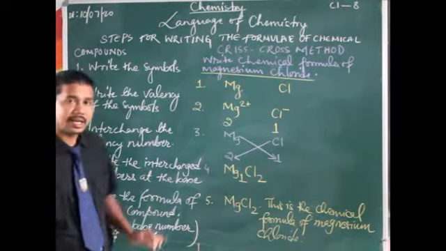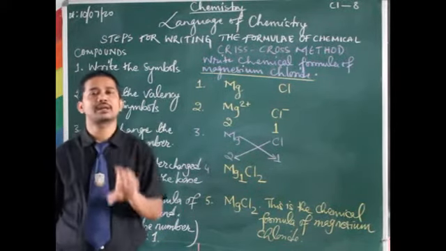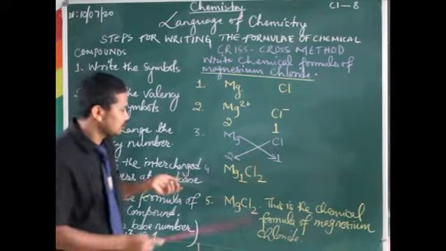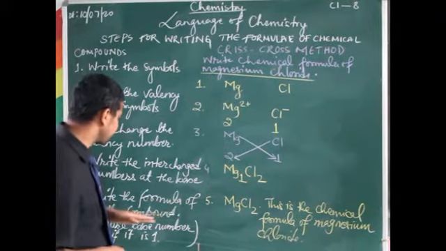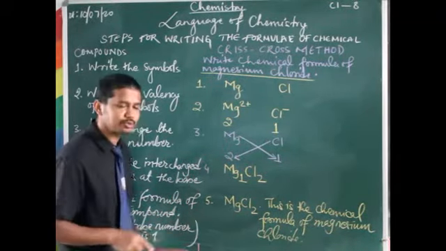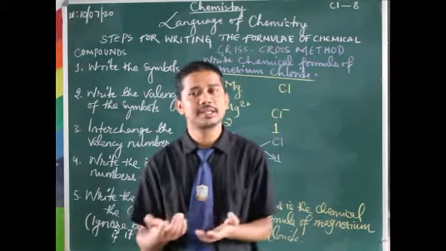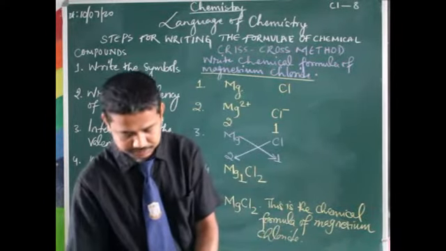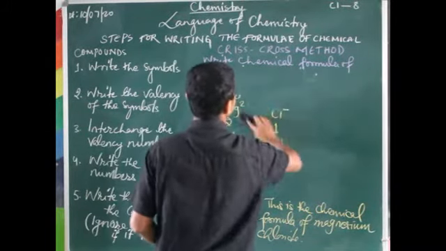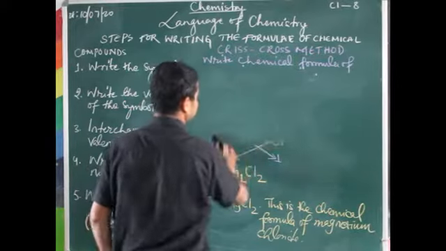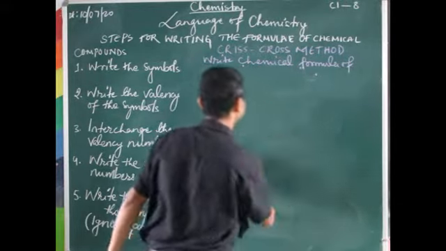Then since 1 we can ignore. Why? Because this Mg itself means 1 atom. So no need to write 1. So Mg, then step number 5 we will be writing the chemical formula ignoring 1 at the base. So MgCl2 becomes the chemical formula of magnesium chloride. Now we'll be doing this for another compound. The steps are same for writing all the chemical formulas.